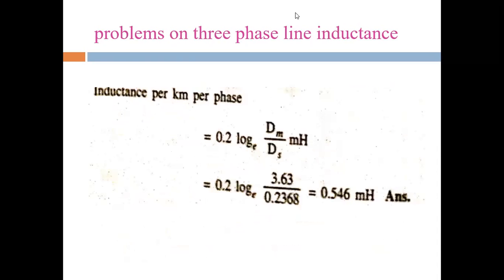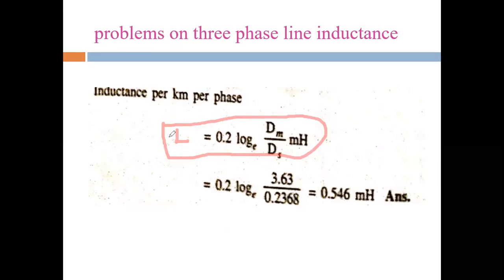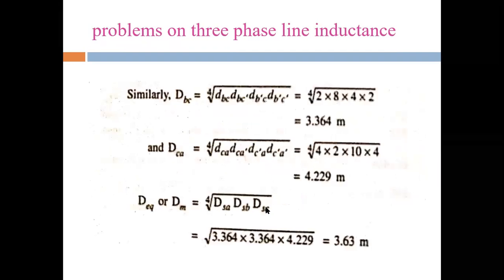What is the inductance formula? Inductance L is equal to 0.2 log Dm by Ds. This is the inductance per kilometer per phase. Next we calculate Dm and Ds.